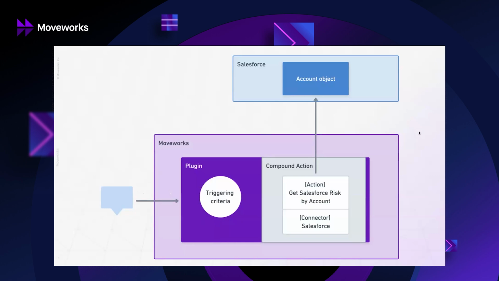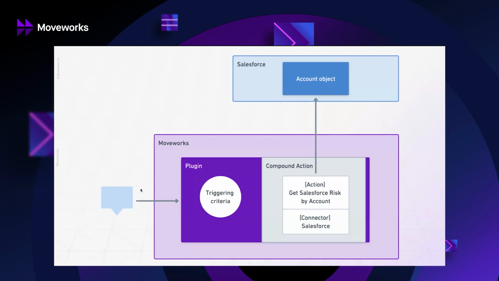And then the compound action, you can think of that as the meat of the action. So what do I mean by that? A compound action will be constructed of, in today's use case, only one action, as well as the connector that's associated with that action. However, a compound action might have many actions strung together.